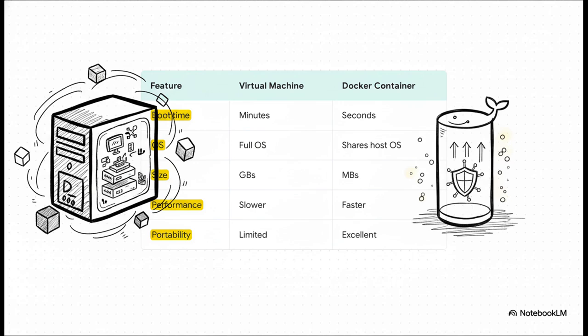A VM has to bundle an entire guest operating system, which is why they're massive. We're talking gigabytes. A Docker container, on the other hand, cleverly shares the host machine's OS. This makes it incredibly lightweight, just megabytes, and lets it start up in seconds, not minutes. For machine learning, that means you can spin up new instances for model training or serving predictions super fast, which is a huge win for scalability and cost.